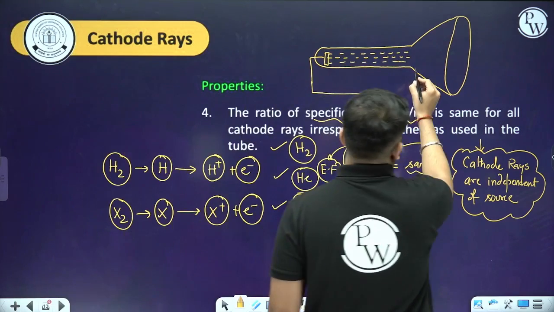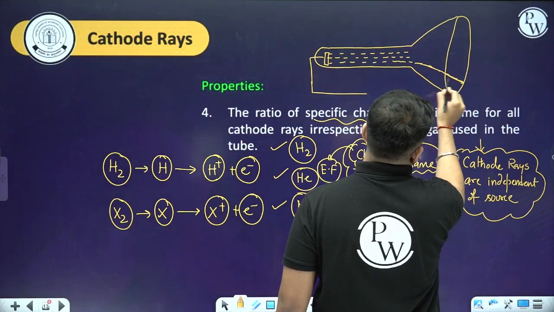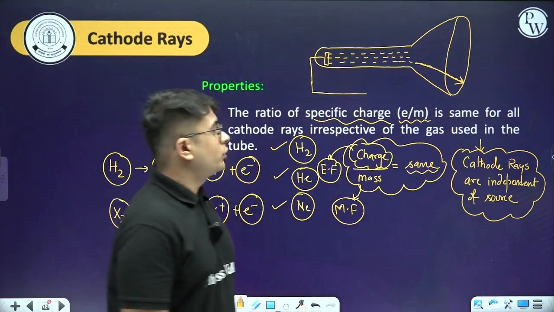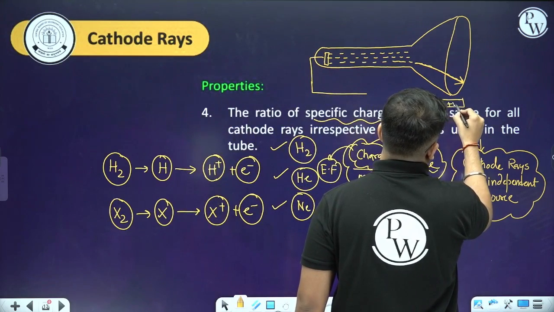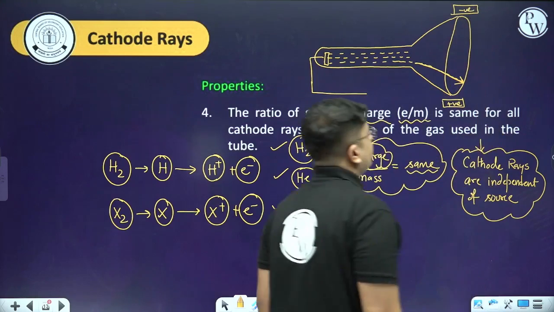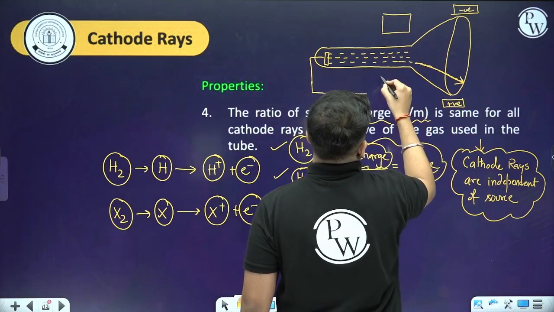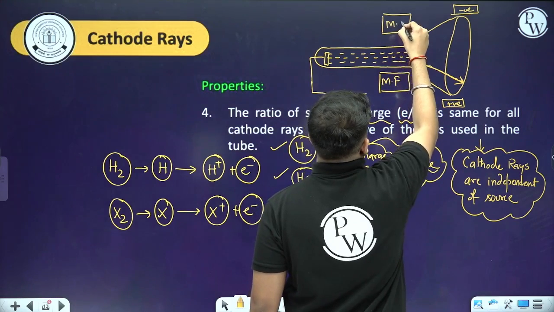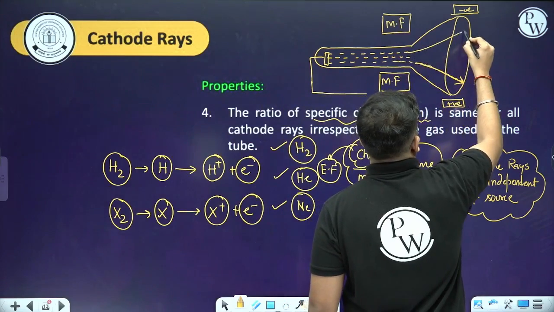Now I am applying the electric field. You can see the deviation on this side, and on this side, and on this side. This is your positive part of the electric field, this is your negative part of the electric field, and I can also apply a magnetic field. When I am applying the magnetic field, you can see the deviation on this side.